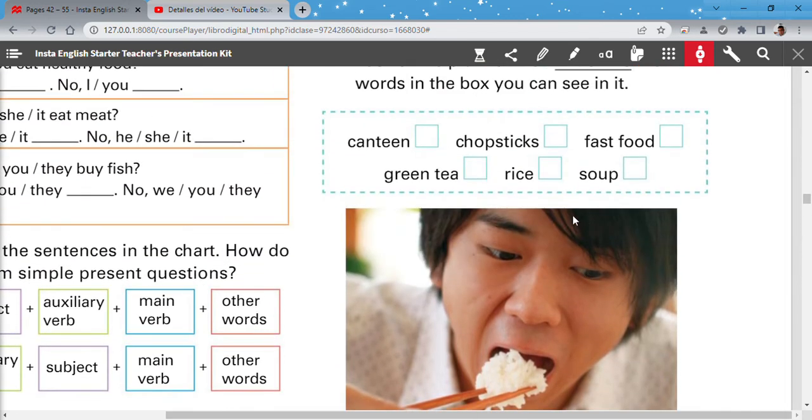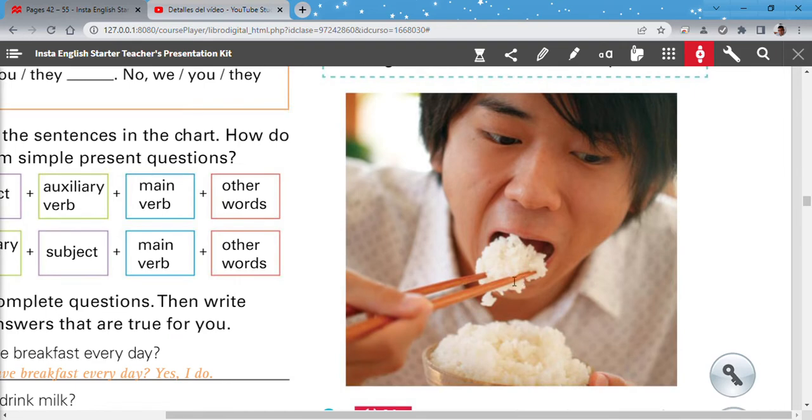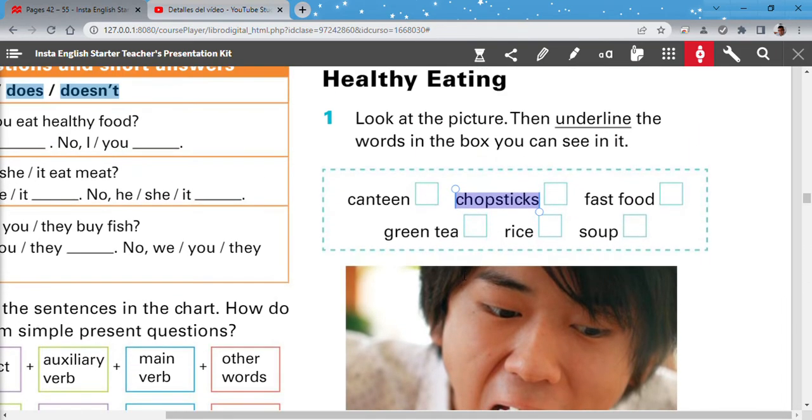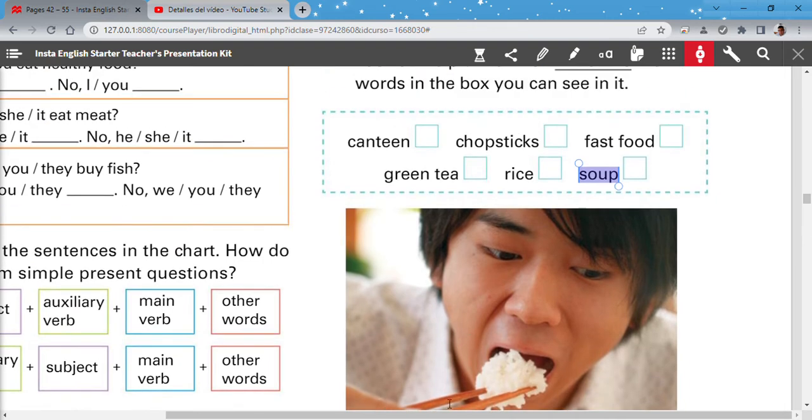When I talk about canteen, canteen is not cantina. Canteen is like el comedor at school, where you eat. Chopsticks are the famous, in Spanish, palitos chinos. Those are chopsticks. Fast food, you know, comida rápida. Green tea, special for Chinese people, té verde. Rice and soup, sopa. So now, chopsticks and rice is here.